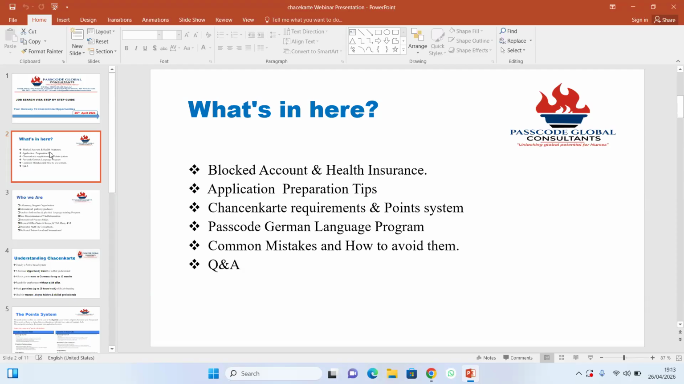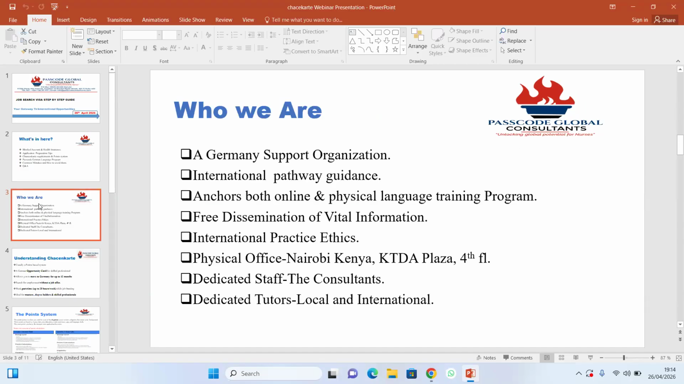Then our Passcode German language program, and the common mistakes people make when doing the applications and how to avoid them. Then we have a question and answer session. So you can write down as many questions as you have. My team will be answering some in the chat box and others will be addressed as we continue. If you have any questions, please write them. You can either unmute yourself and ask the question, or write it in the chat box.